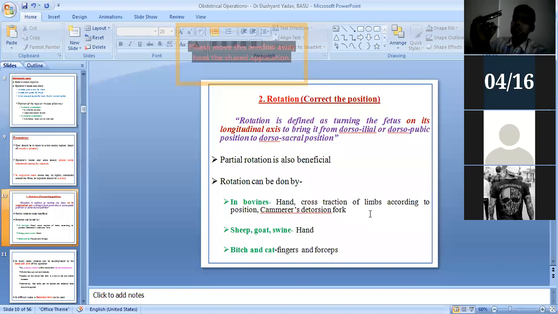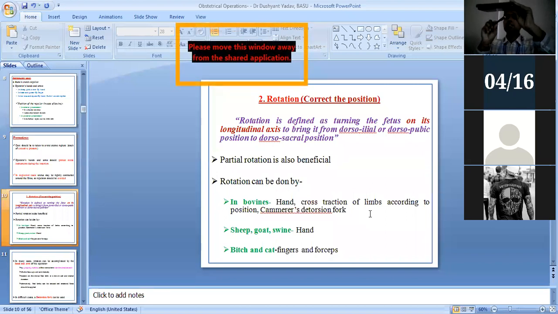If this is the dorsoiliac, take this as the normal position. If the position is tilted somewhat like this, that is the dorsoiliac. As you people do not know all the terminology, that is why it is somewhat of a problem. However, this is the case if the fetus is somewhat dorsoiliac.